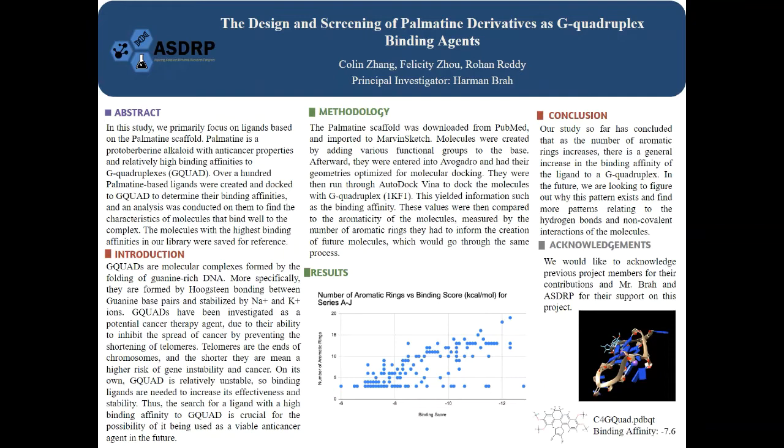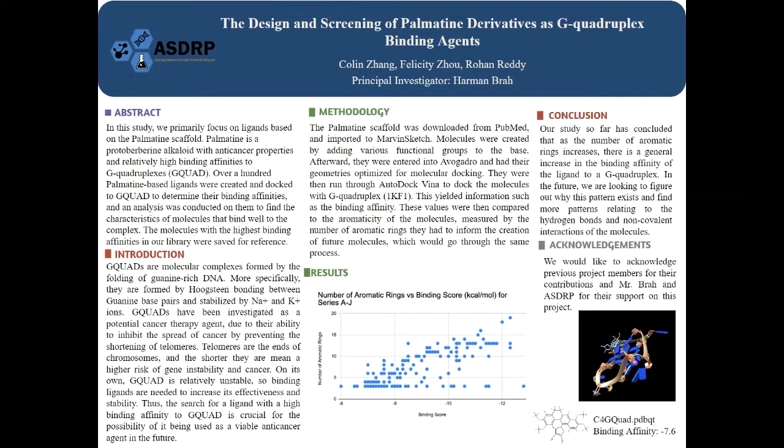So here's a scatter plot of the number of aromatic rings by the binding score for each molecule in the library. When creating the library, it was split up into a series of 15 ligands each. Note that the more negative the binding energy is, the better the ligand binds to the complex. Based on this graph, we concluded that there is generally a positive correlation between the number of aromatic rings and binding score, despite the presence of some outliers.